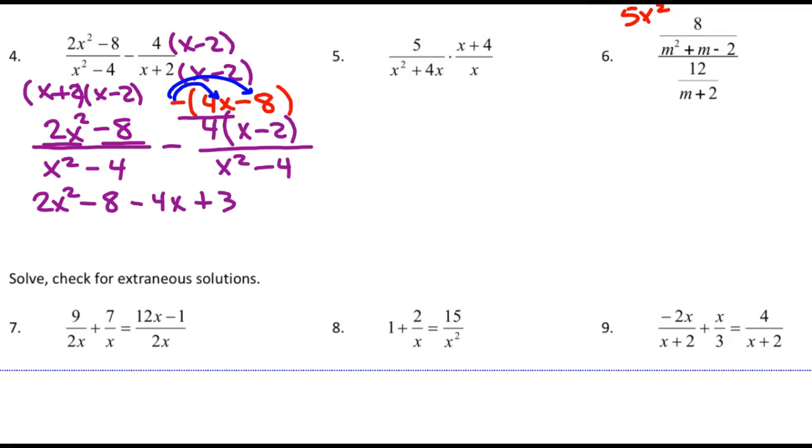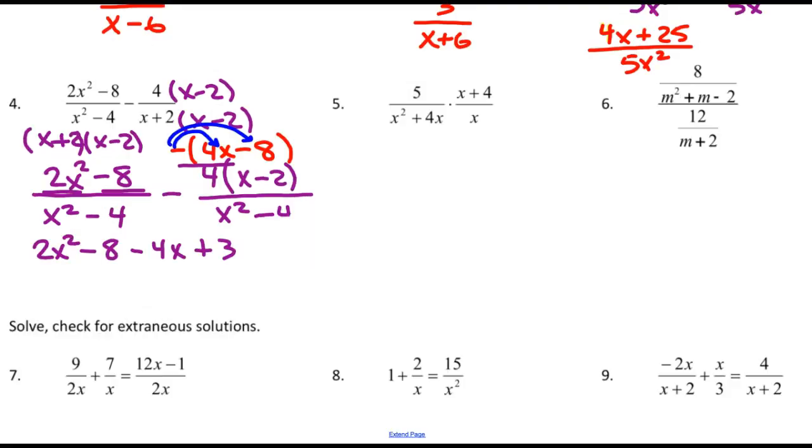Wait a minute, no, plus 8. I was thinking I had a 4 out there. It's hopping around on me now. All right, plus 8, correct? And that would all be over x squared minus 4.